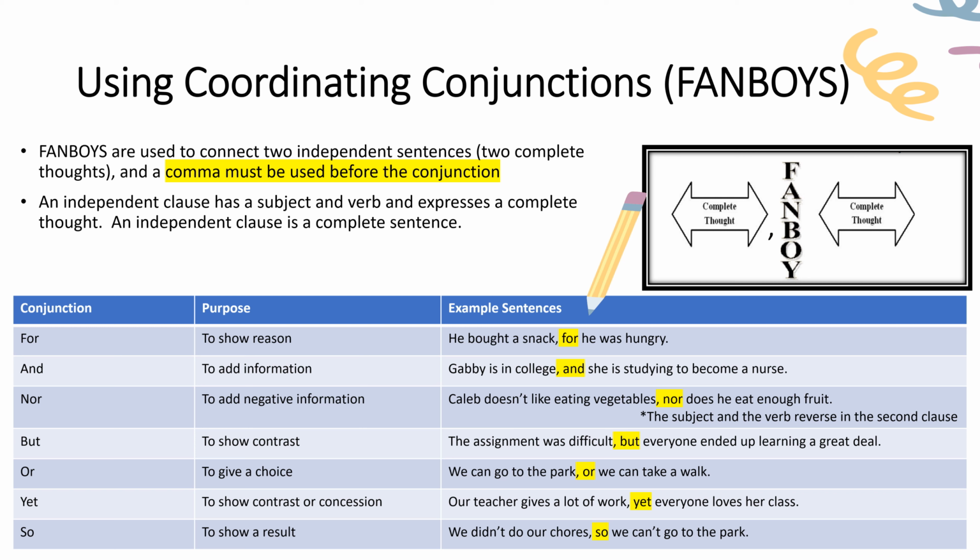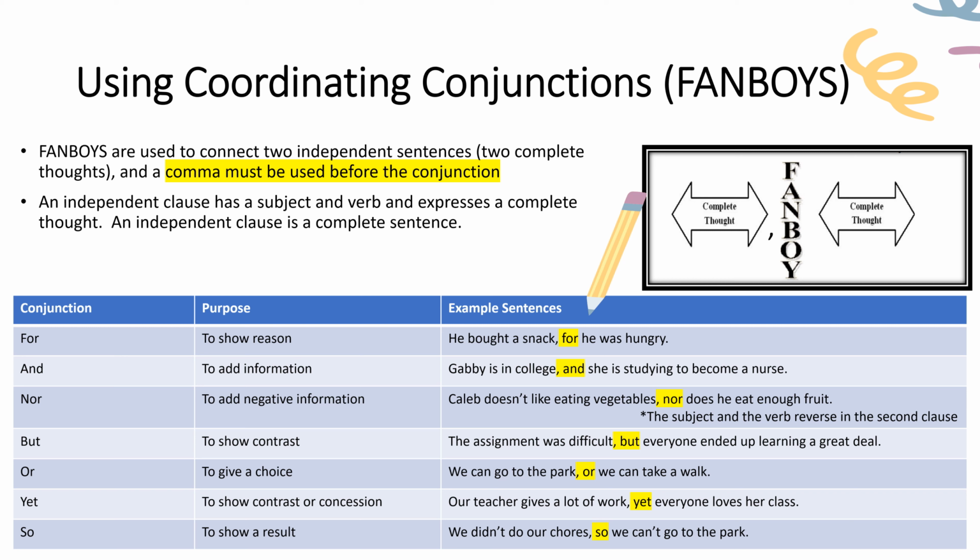Let's look at how each of these conjunctions is used in a sentence and what purpose they serve. Conjunction for, to show reason. He bought a snack, comma, for he was hungry. For could be replaced with the word because, but when we put because, we wouldn't need the comma. And is used to show addition of information. Gabby is in college, comma, and she is studying to become a nurse.